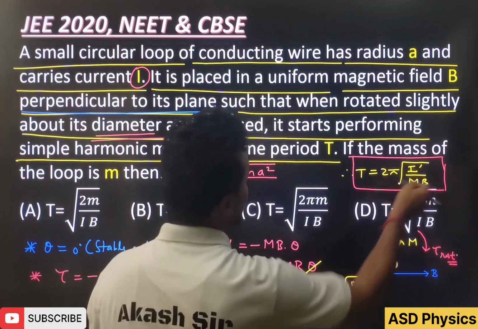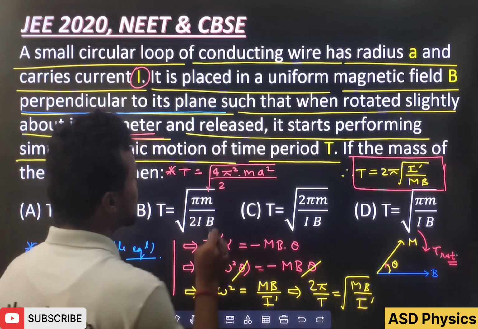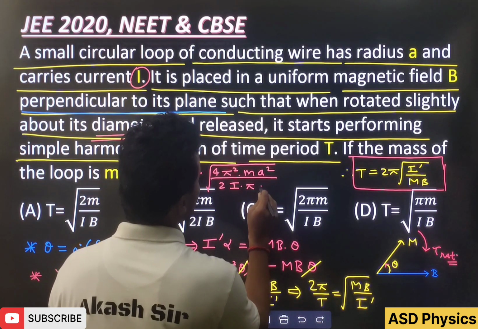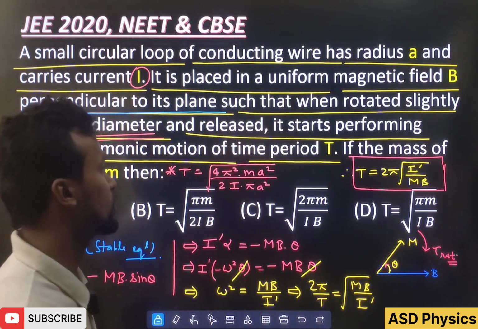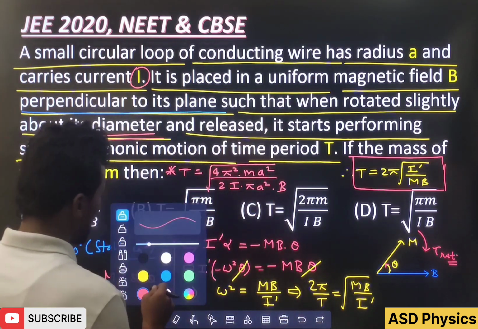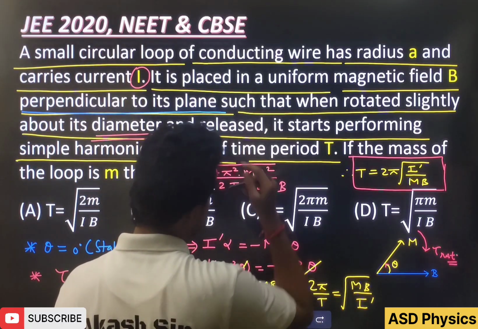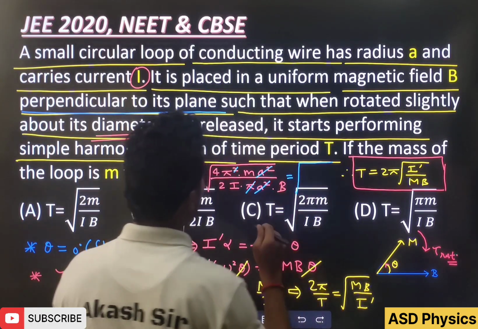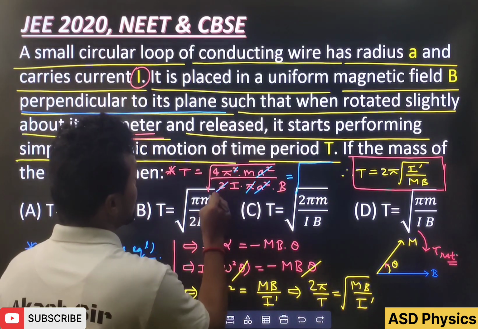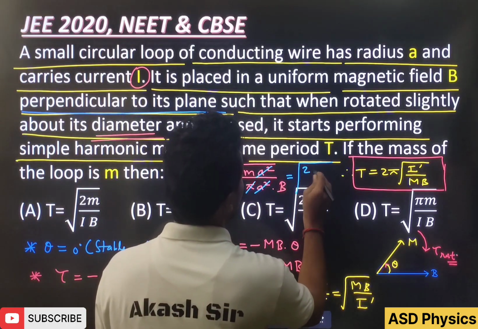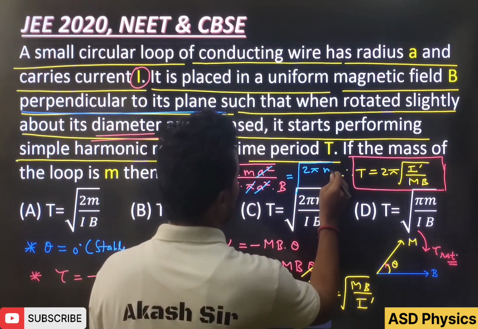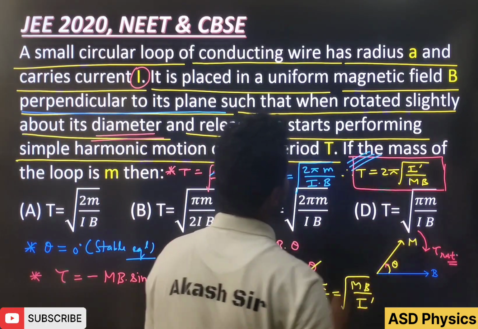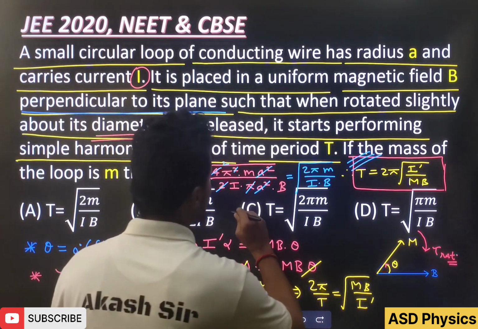After that we have put the value of I dash, and what is the magnetic moment? Magnetic moment is given by I into area. What is the area? Area is pi a square, correct? Because the radius is a, the area is pi a square, into B. Now students, let's cancel out the things here. From this, one pi cancels, and a square is cancelled. This 2 2 is 4. So it will become 2 pi m by I B. Anyhow the formula is this one, but when you put the values it will come here. Which option? Correct option C is there.